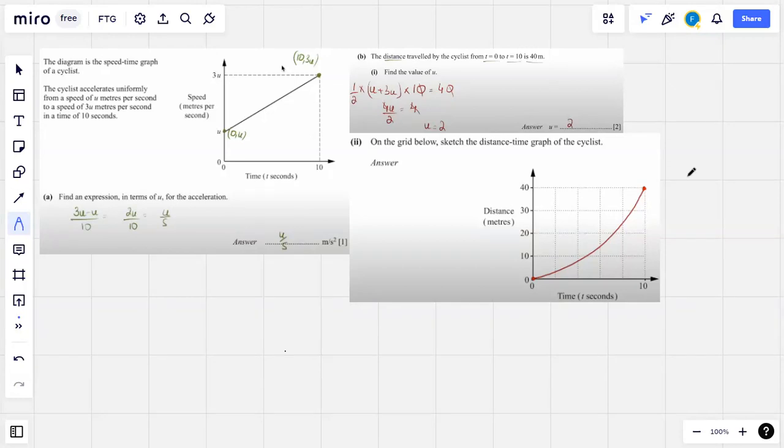One more question on the topic of kinematics, and this time we have a speed time graph. And again in the last part we have to convert the speed time graph into the distance time graph. So let's look at the solution of this question.